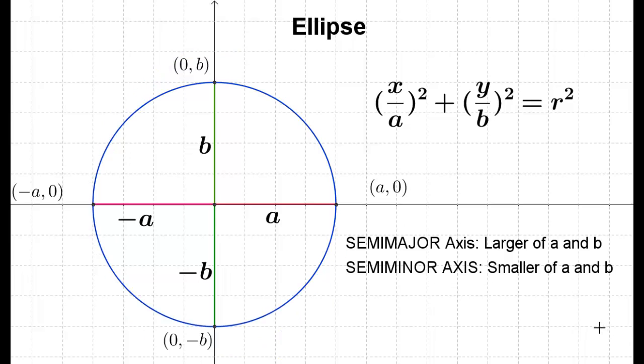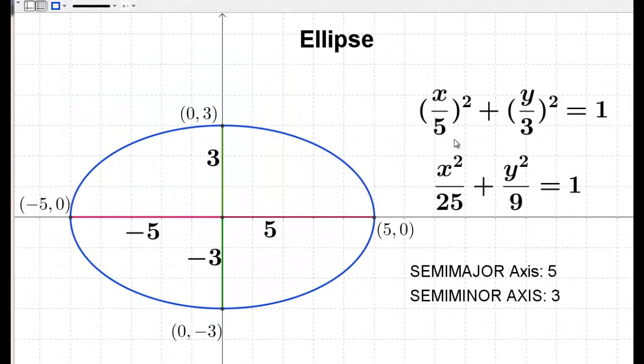By the way, you've probably figured it out, but if the semi-major and semi-minor axes are the same distance, we have a circle. So again, the circle is a very special form of an ellipse where a and b are exactly the same, so therefore we get x squared plus y squared equals r squared. Let's look at an ellipse that has the equation (x over 5) the quantity squared plus (y over 3) the quantity squared equals 1. But you're most likely not going to see it in this form.